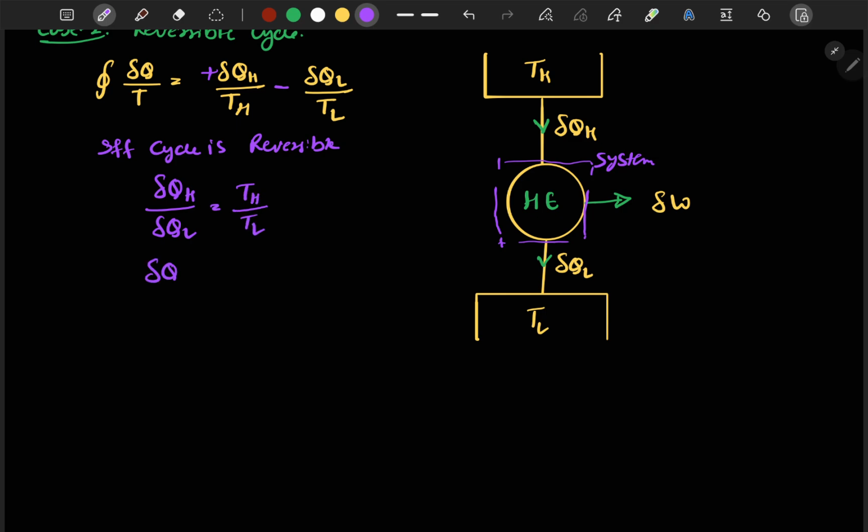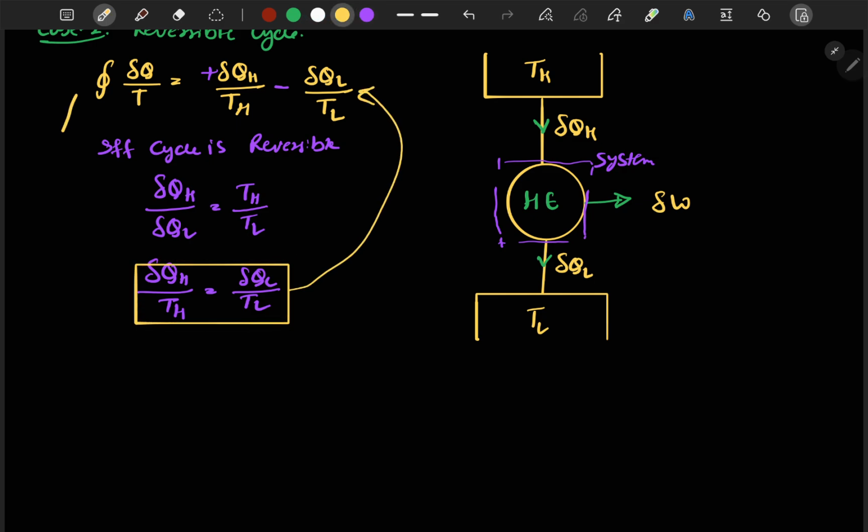From here we can write del QH by TH is equal to del QL by TL. And if we substitute this equation here, we get the integral of del Q by T for a reversible cycle, for a reversible process, is equal to 0. So we have proven that for a reversible cycle, the cyclic integration of del Q by T is equal to 0.